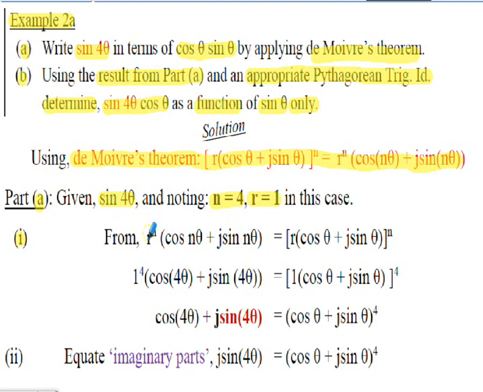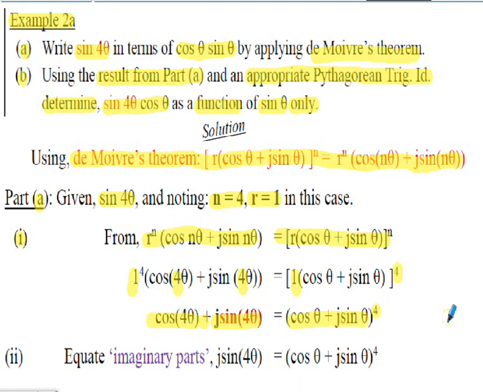So step 1, just rewriting the above equation, putting de Moivre's theorem on the left-hand side. We notice that the r is equal to 1 again, so 1 to the 4 is 1, and the n is 4, so we just replace the n's with 4 on the left hand side, and on the right hand side we've got the power of 4 here, 1 for the r. So on the left hand side it simplifies to cos 4 theta plus j sine 4 theta, and on the right hand side it simplifies to cos theta plus j sine theta all raised to the power of 4.